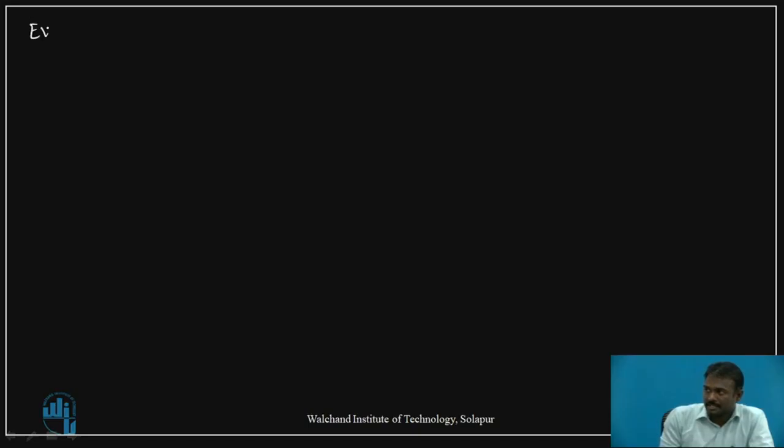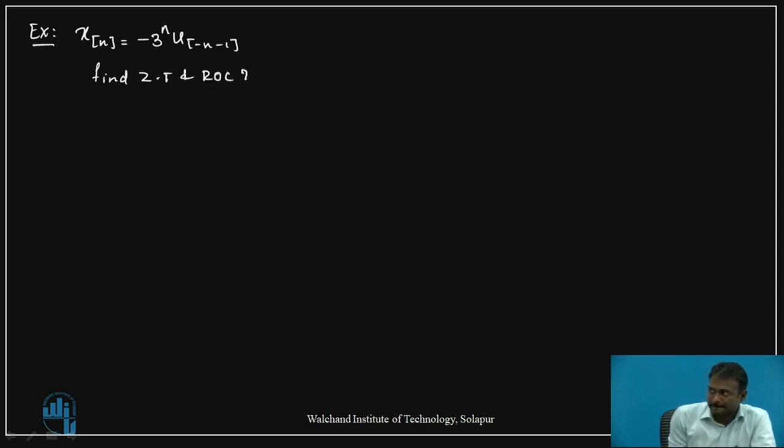So let us consider an example where x of n is a discrete time signal equal to minus 3 to the power n u of minus n minus 1. Find the Z transform and ROC. So let us solve this one.